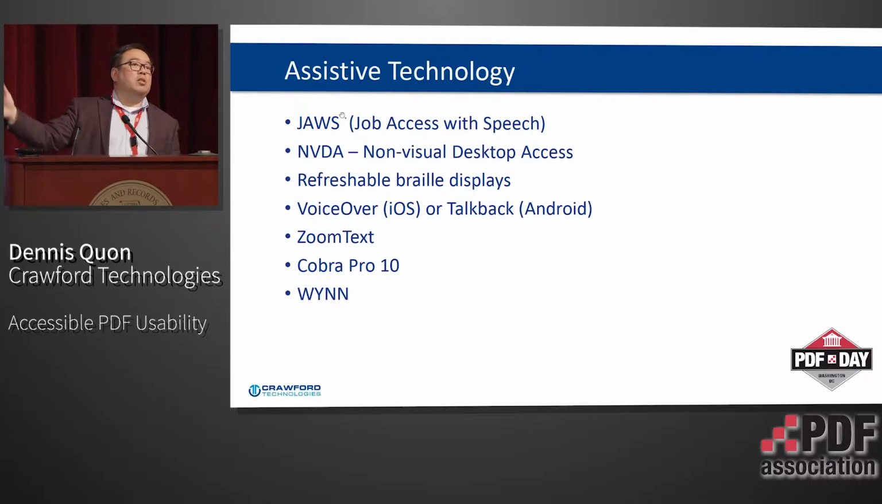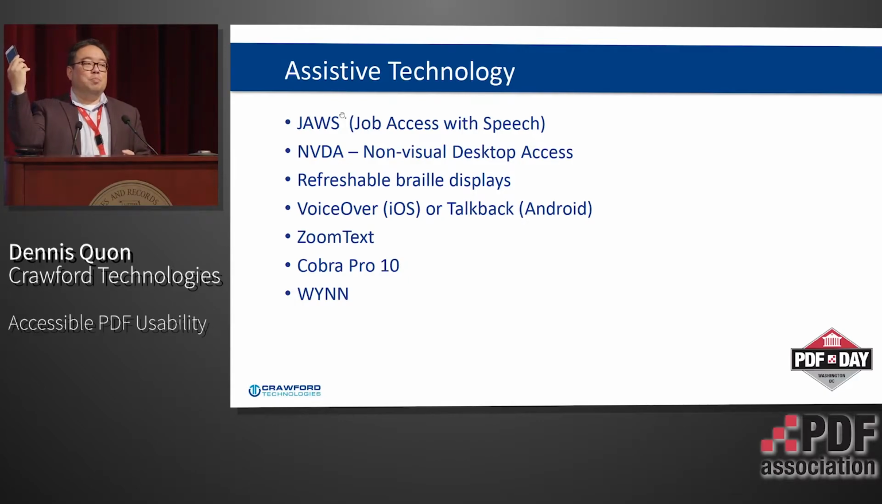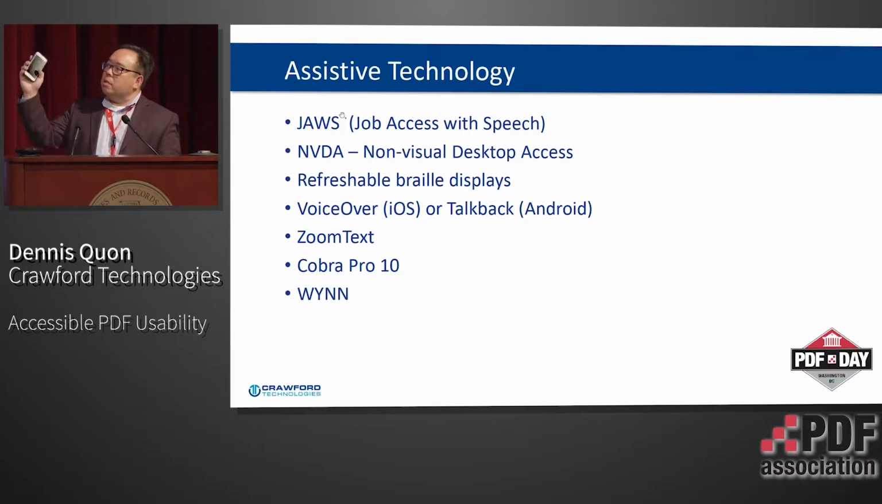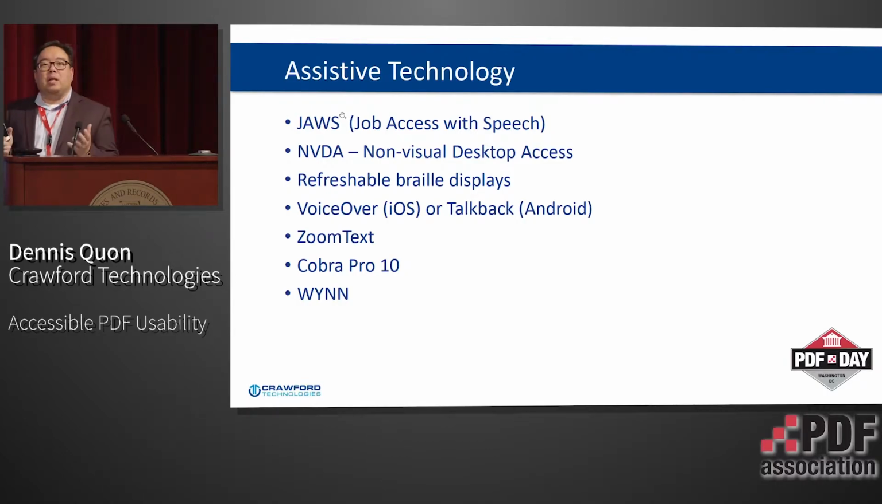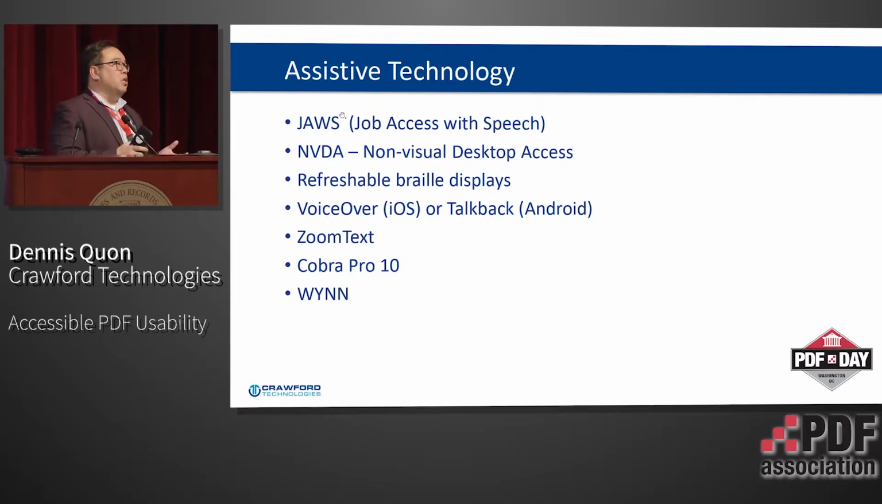There are refreshable braille displays out there that have preprocessors that will take in that information. You have simple tools like these smartphones. Apple is a great example of one, and of course, you can talk about things like Android with TalkBack. But there are other things like ZoomText, Cobra Pro, Win. All these various tools out there are being used in one way, shape, or form, and it's really shaping the way that accessibility is going to move forward.